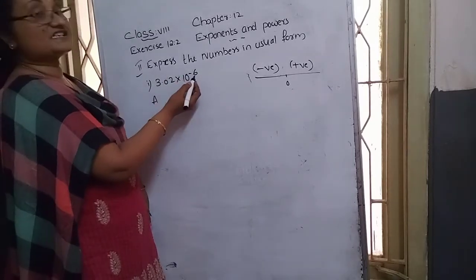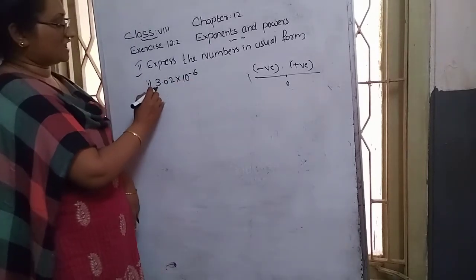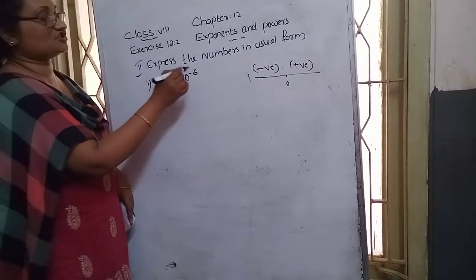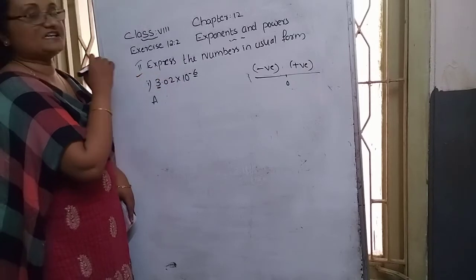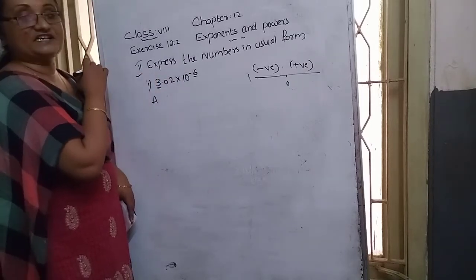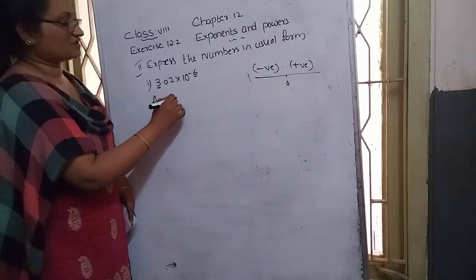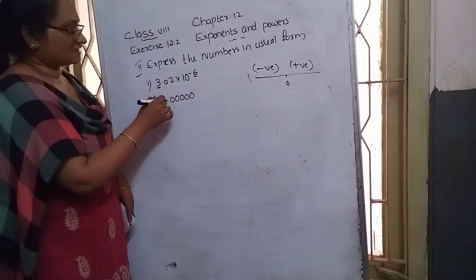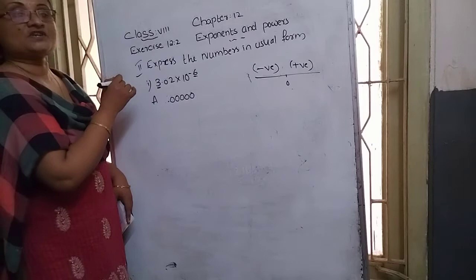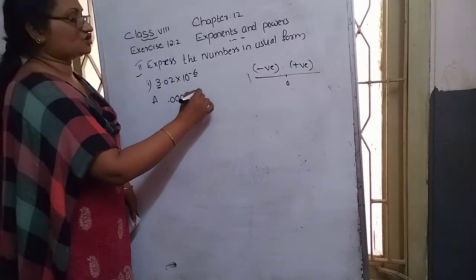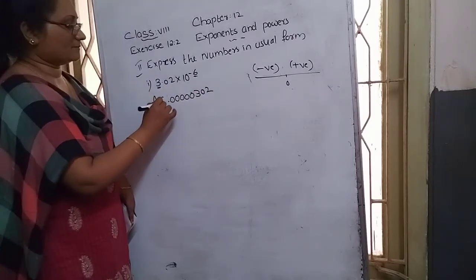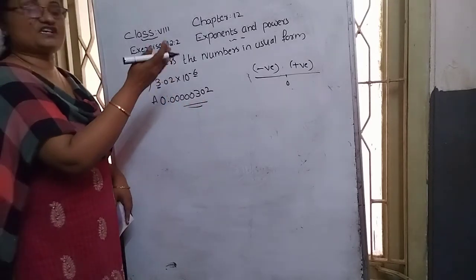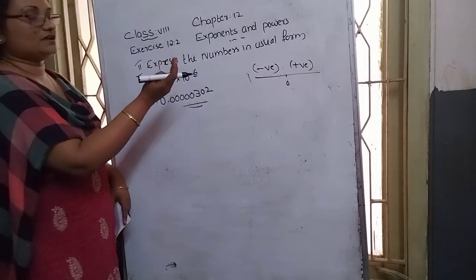How many places? 6 places. Already 1 digit is there before the decimal, and we need 6 digits, so 5 digits are missing. Instead of those 5 digits, we can keep 0s, and the decimal point comes before them. Then 3 0 2. Then the whole number part we get 0. This is the answer. In the negative case we move to the left side.